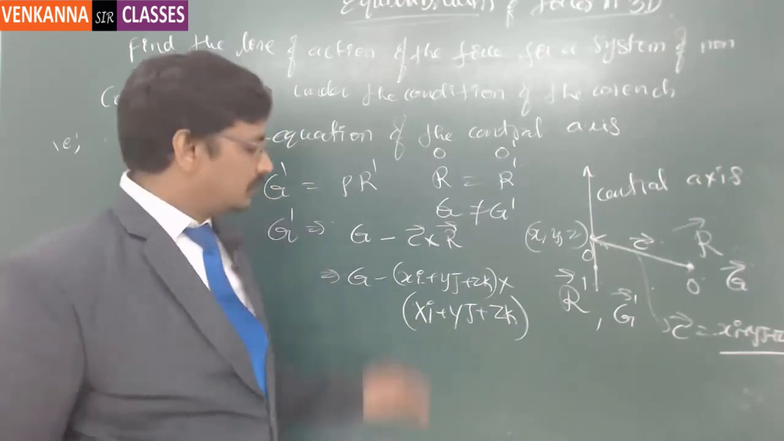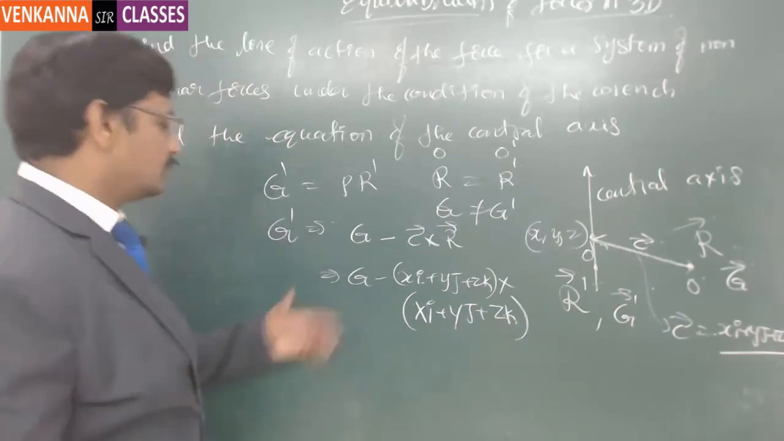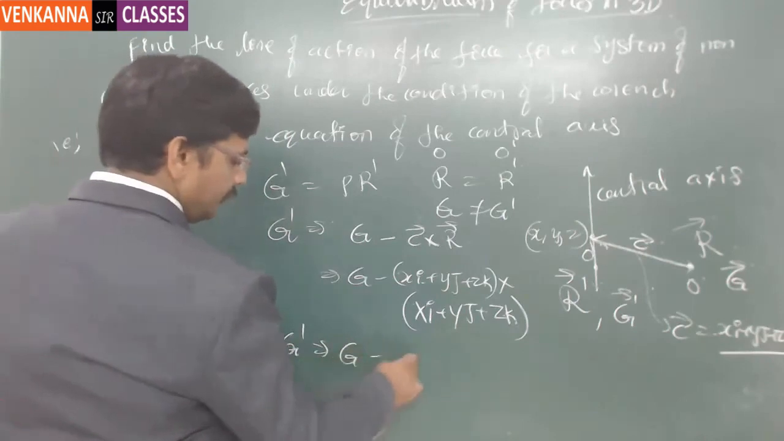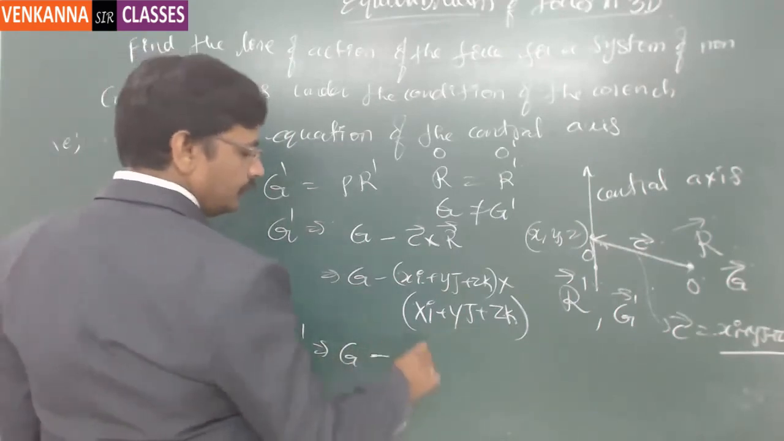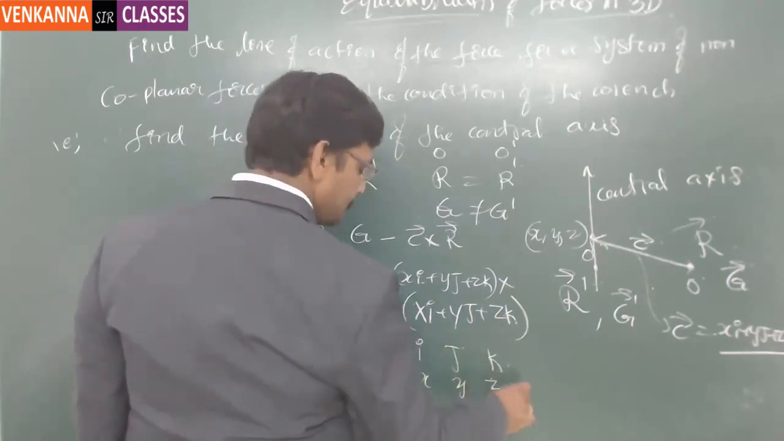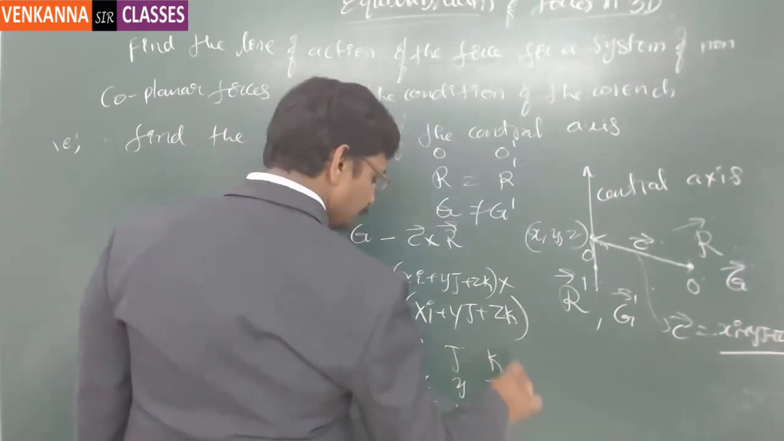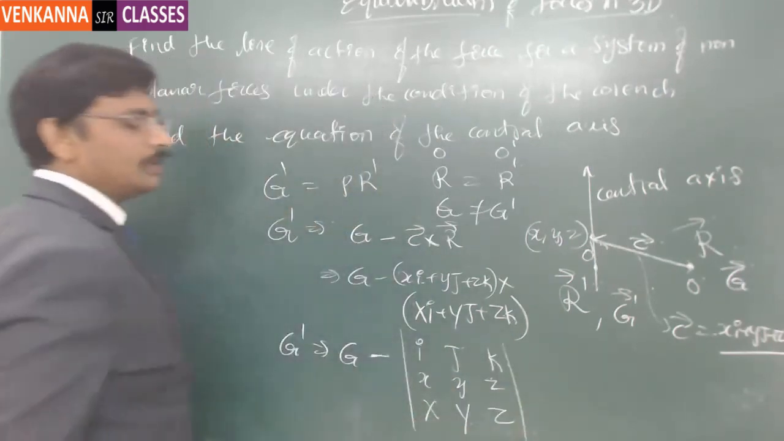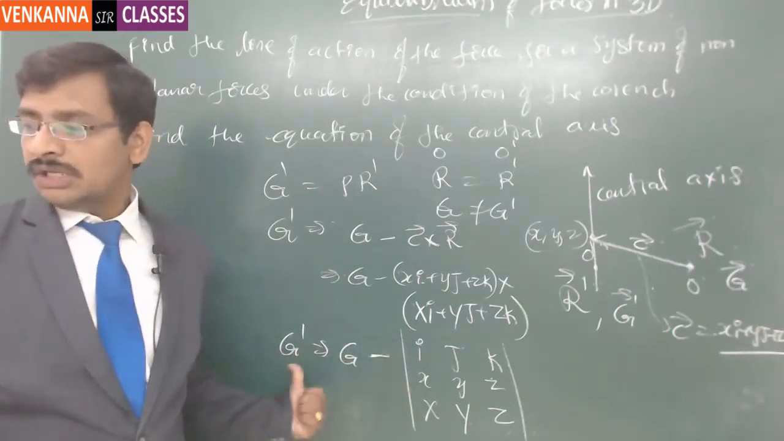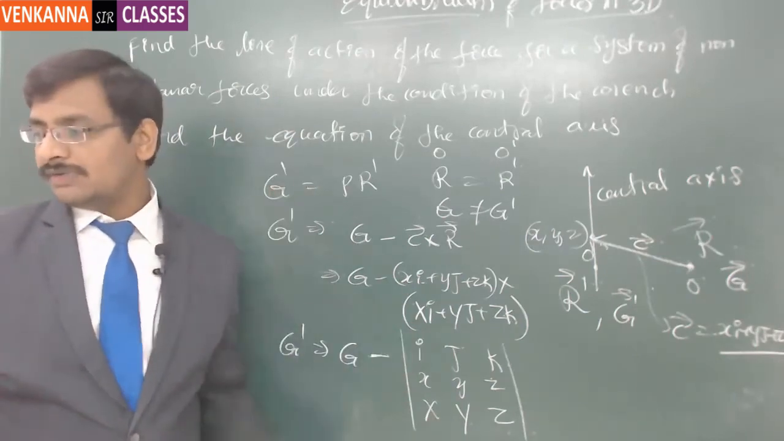Got it? So this we are going to simplify. So this is going to be G dash is equal to G minus the determinant of i j k, x y z, and capital X, capital Y and capital Z. This mod we have to find out. Got it? So G dash value you can equate, so that you will be able to find the equation of the central axis. First you note down this. I am going to erase it and further simplify it.